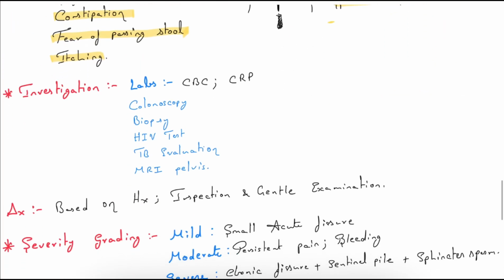Okay. Next, we can see investigation. In investigation, we have to do labs. In labs, CBC. In CBC, the hemoglobin will reduce because of too much bleeding, and WBC, because of inflammation, leukocytosis we can see. Next one, CRP. If CRP is less than 5 milligram per liter, then it's normal. If it goes more than 5 mg per liter, then we have to think the patient has an infection.